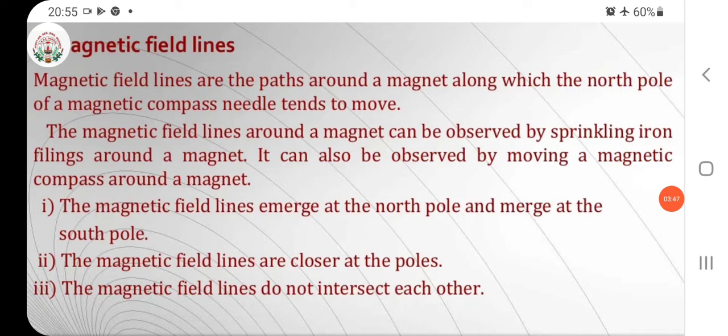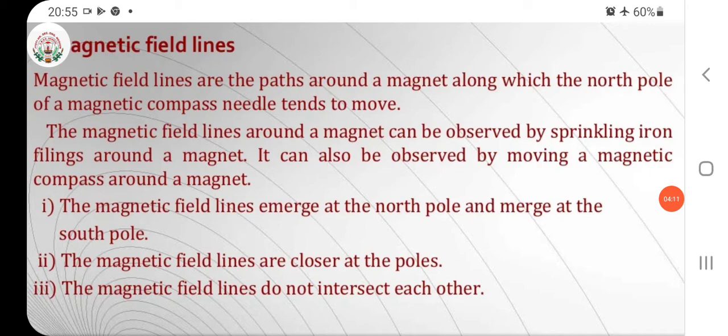Now, what are magnetic field lines? Magnetic field lines are the paths around a magnet along which the north pole of a magnetic compass needle tends to move.